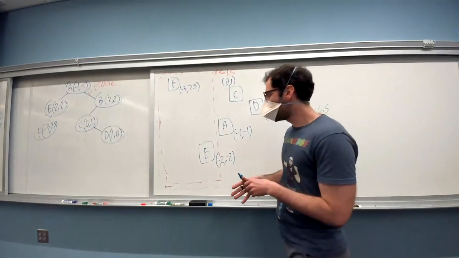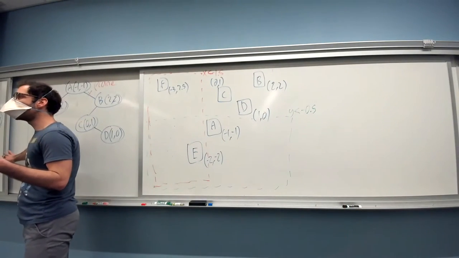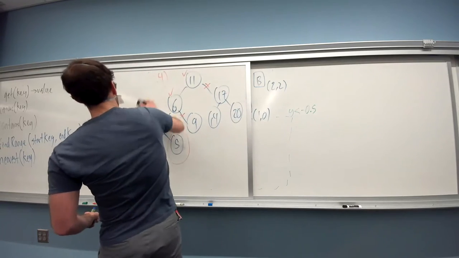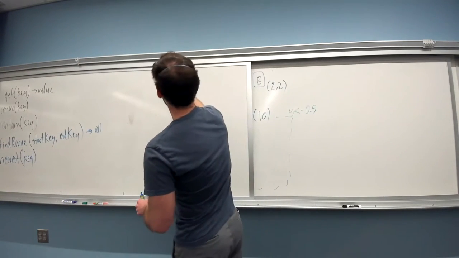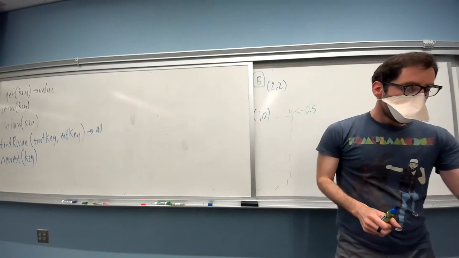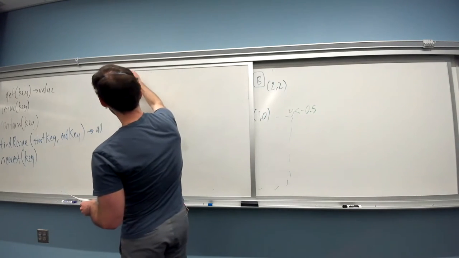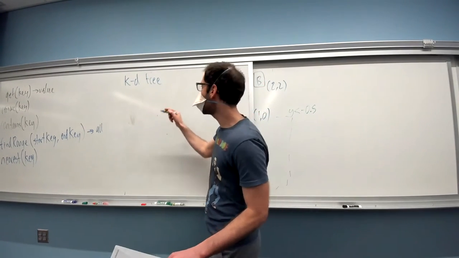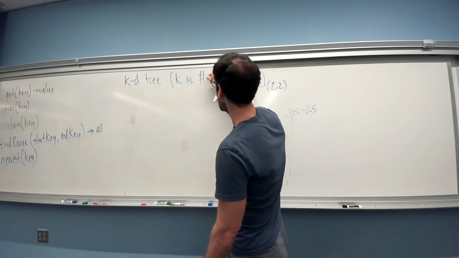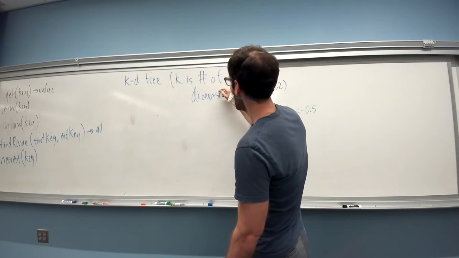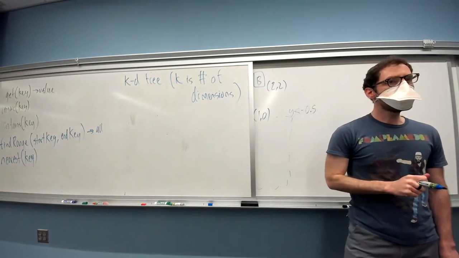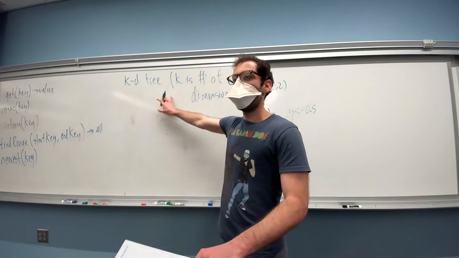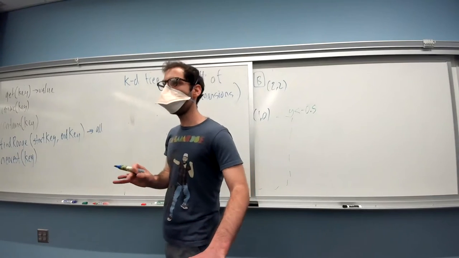All right, so now we come to what is our actual solution to our multi-dimensional data structure? And we're going to use something called a K-D tree or KD tree, where K is going to be the number of dimensions that we're organizing the data along. This is a common solution to this sort of problem.